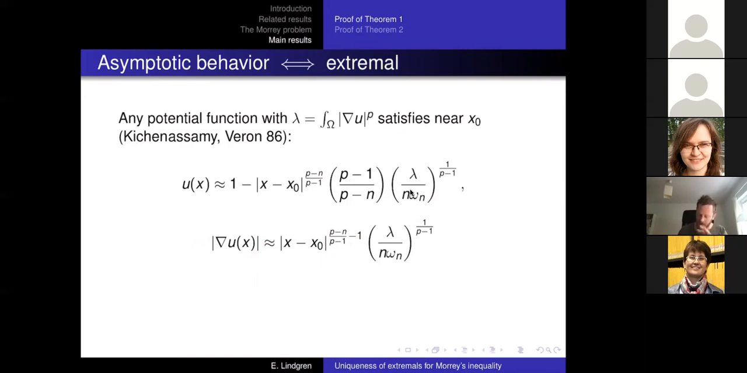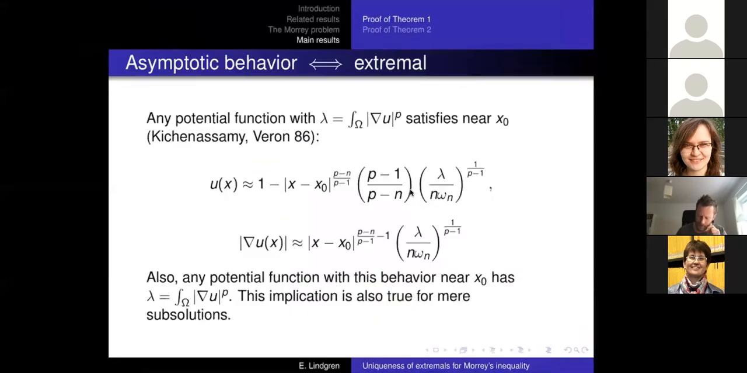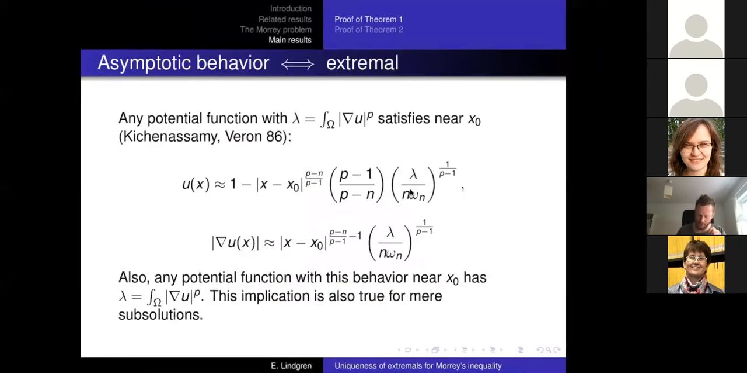But even more interesting is that if you have a potential function and it behaves like this, but where this lambda is the correct lambda for being a minimizer, then in fact, this is a minimizer. So in some sense, you can say that having the correct asymptotic behavior is equivalent to being an extremal for potential functions.